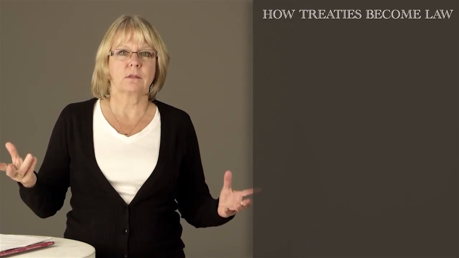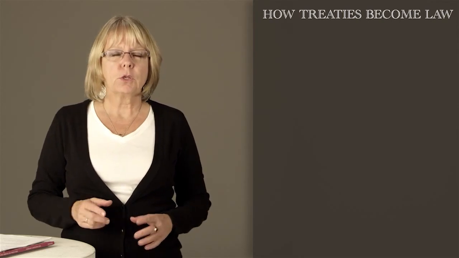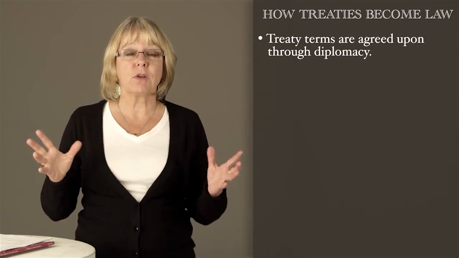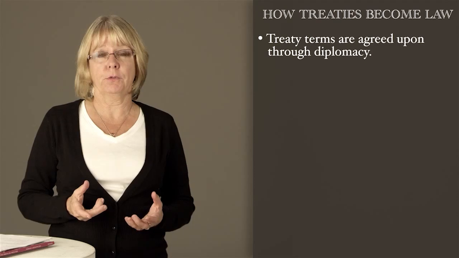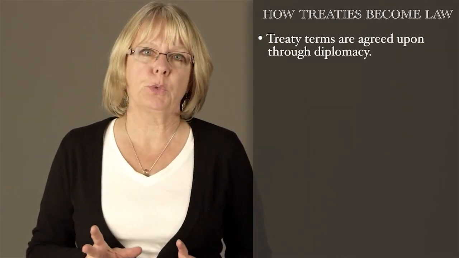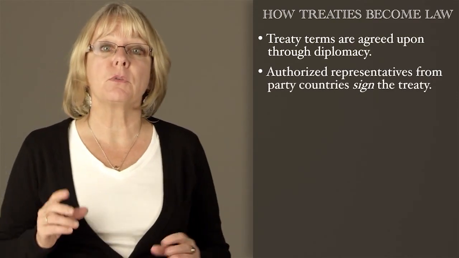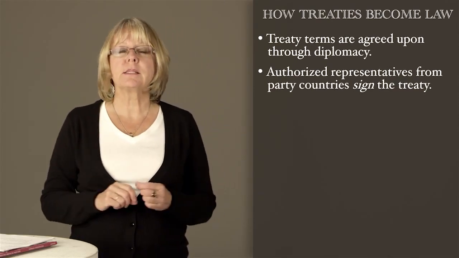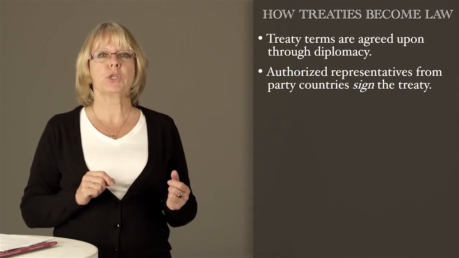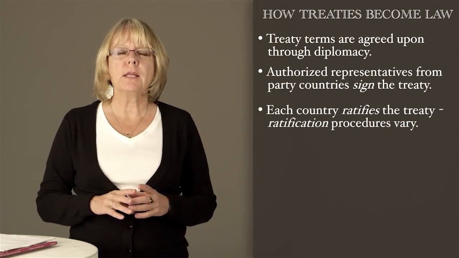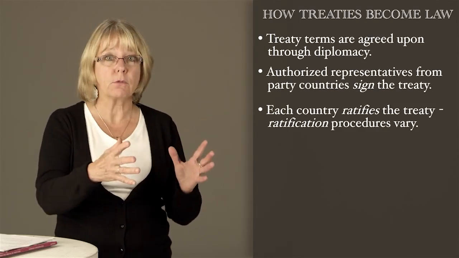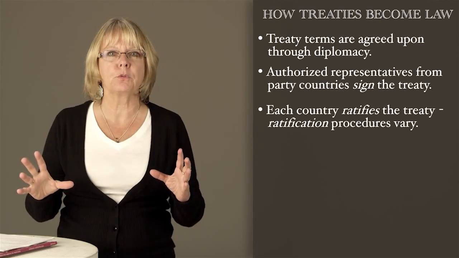So, how does a treaty become law and affect business? Well, here's how that happens. First of all, the treaty terms have to be agreed upon. Representatives of countries may meet for years to iron out the details. Once a version is agreed upon, authorized representatives of the various party countries then sign the treaty. But each country has its own laws about the next step, which is called ratification. That is when the internal government of the country takes the treaty to its government and has it formally approved.